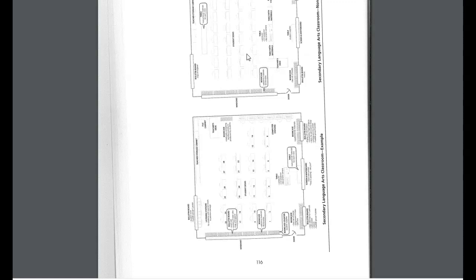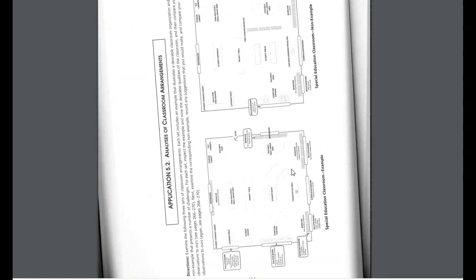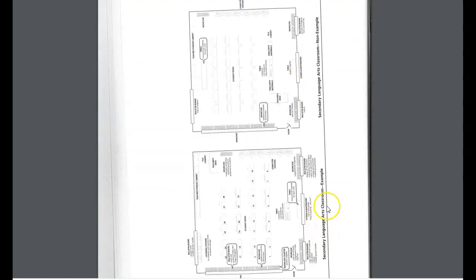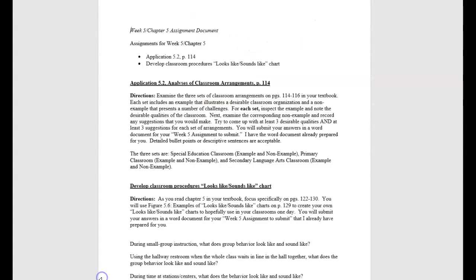But when you go to page 114, you will see 3 different arrangements. In order, you'll see a special ed classroom example and non-example. You'll see a primary classroom example and non-example. That page is missing here. And you will see a secondary language arts classroom example and non-example. So you're going to use those pages in your textbook to help you with this assignment.